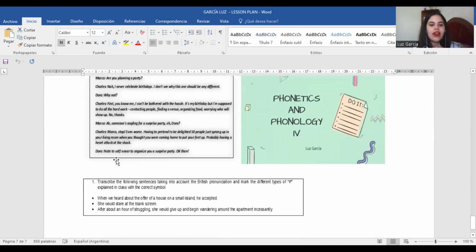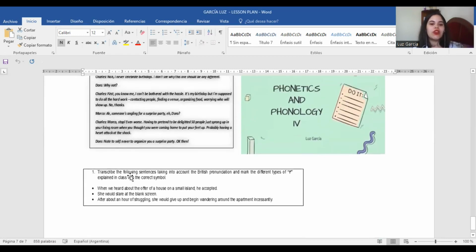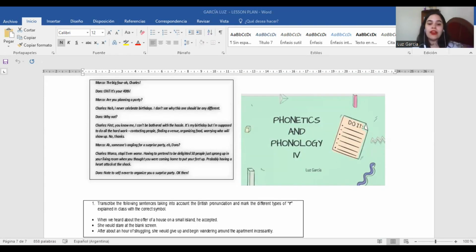and Charles, and this is to transcribe the following sentence using the British pronunciation. Another topic that I can teach to my students using both activities, yes, 1 and 2, but of the less control practice, I can teach my students syllabicity and aspirations, which are word allophones.